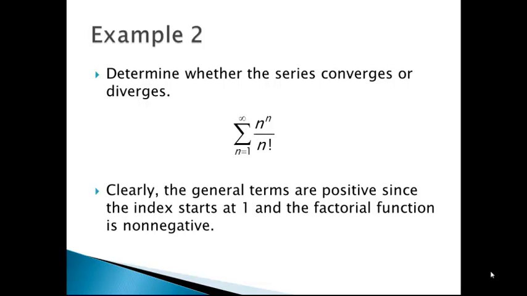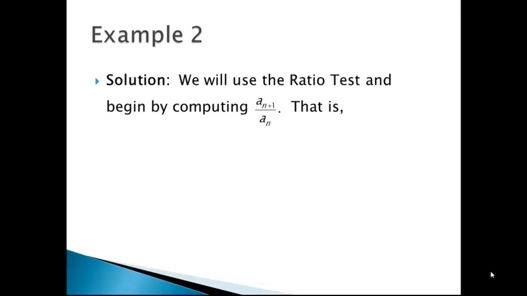Now we will look at another example. The directions here are to determine whether the series converges or diverges. Here we have the summation, n equals 1 to infinity, of n to the nth power divided by n factorial. Clearly, the general terms are positive since the index starts at 1 and the factorial function is non-negative. Since the general term involves a power of n and also a factorial, it might be a good idea to use the ratio test. We'll begin by computing a sub n plus 1 divided by a sub n.